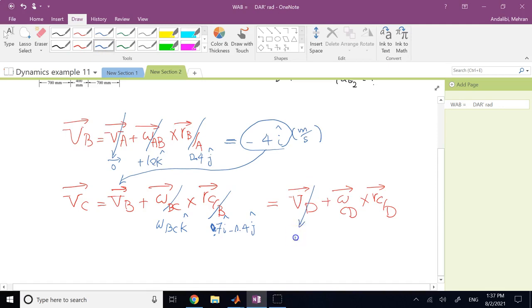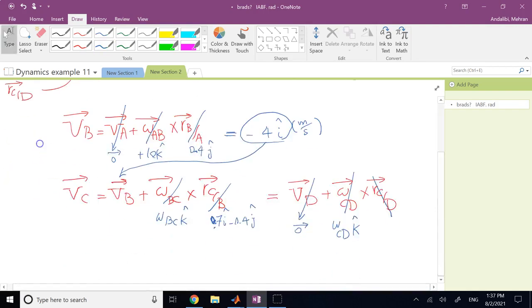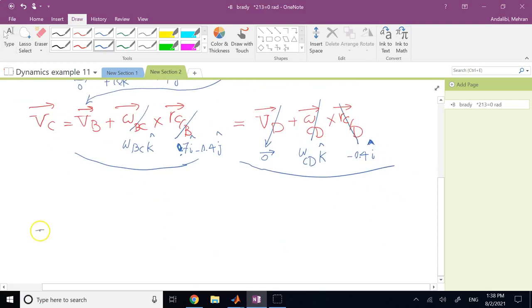V of D is 0. That's why I chose point D. Omega CD, I write it as omega CD times K. It could be negative K, but again, it is either clockwise or counterclockwise. And R of C with respect to D is this vector, which is negative 400I. In meters, negative 0.4I. Now, if you look at the two sides of this equation, I have two vectors equal. It means their i's are equal and their j's are equal, and I only have two unknowns, omega BC and omega CD, so I should be able to find both.